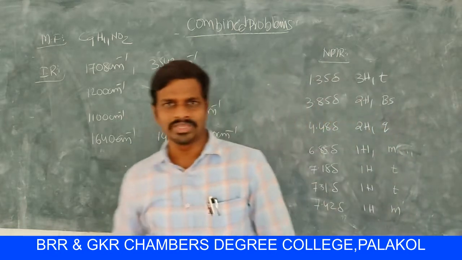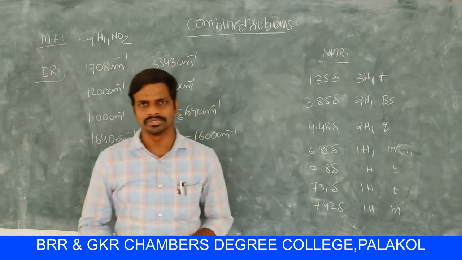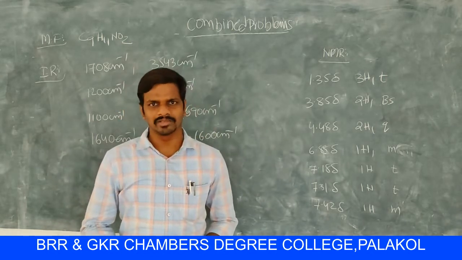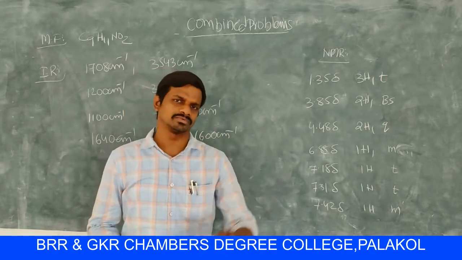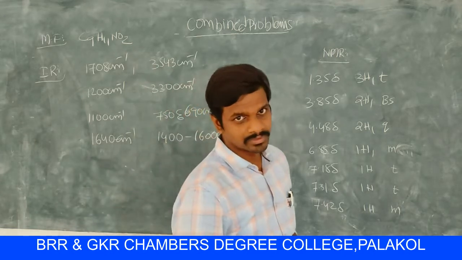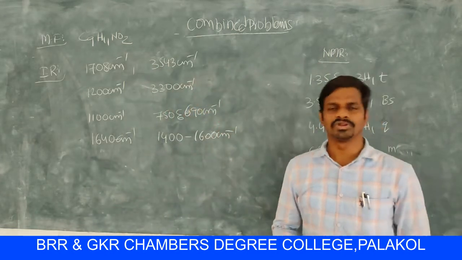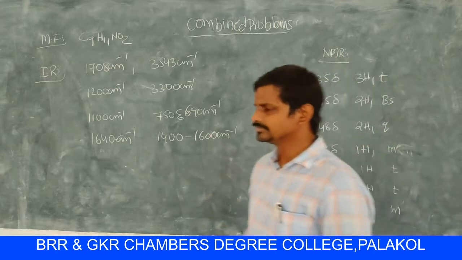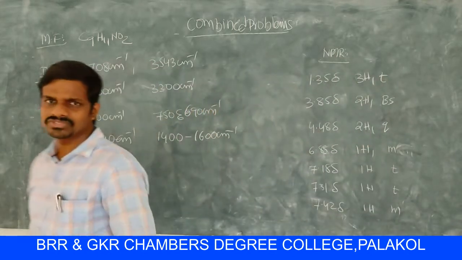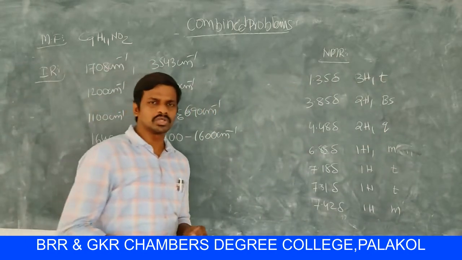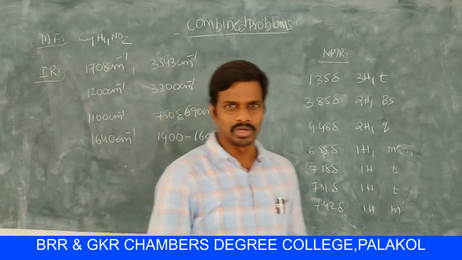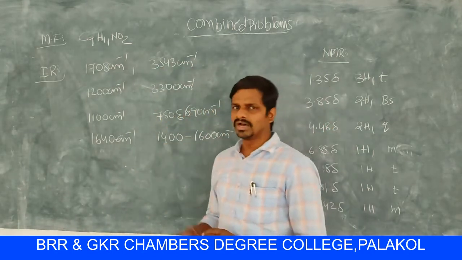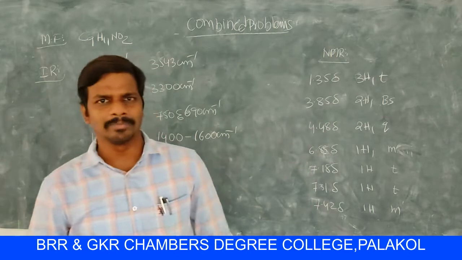UV spectroscopy gives information about the chromophore present in the organic molecule. So the application of UV-visible spectroscopy is the presence of a chromophoric group, and IR spectroscopy gives information about the functional group present in the organic molecule. And in NMR we have four important applications.